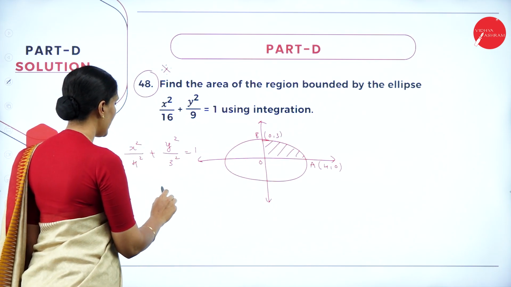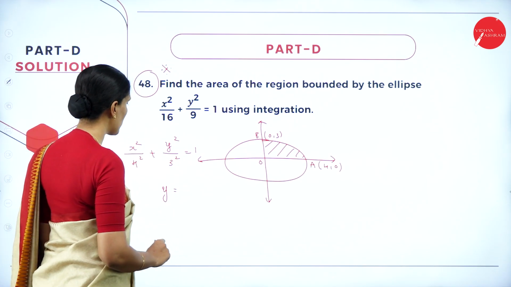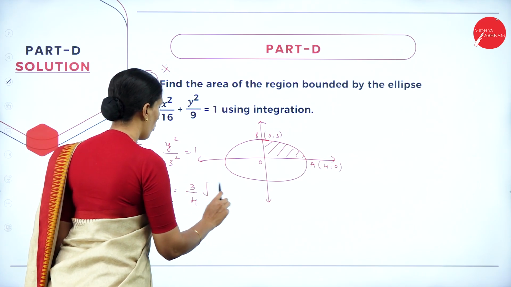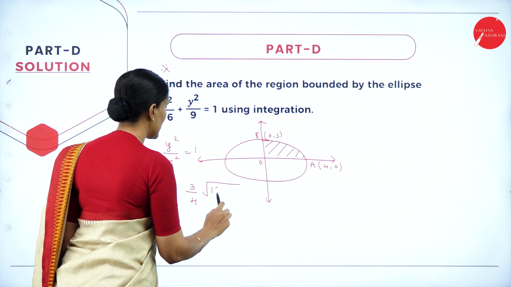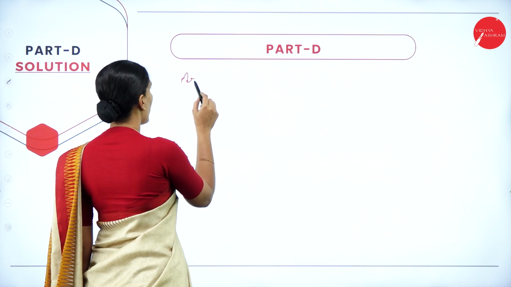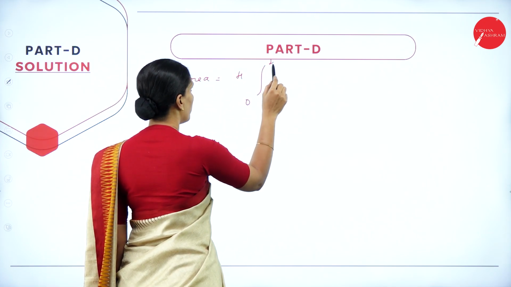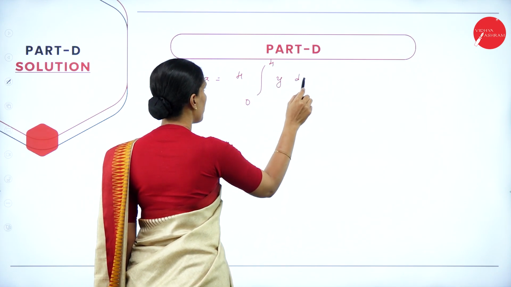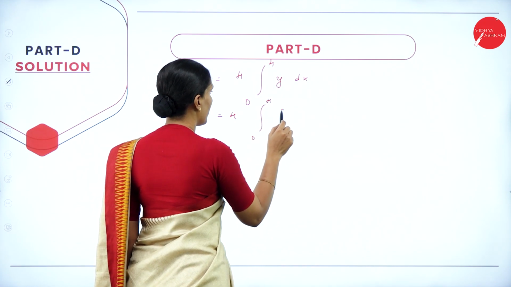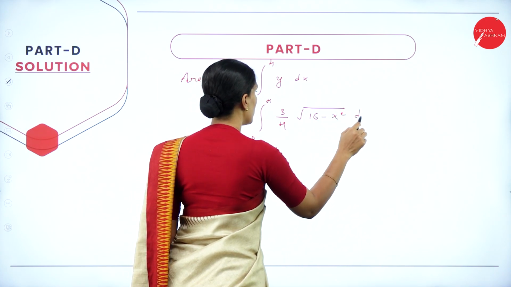Now, I need y here. So y is nothing but b by a root of a square minus x square, which is 3 divided by 4 root of 16 minus x square. Now I'll calculate the total area. So area is equal to 4 times the integral from 0 to 4 of y dx. Now, y is nothing but 3 by 4 root of 16 minus x square into dx.